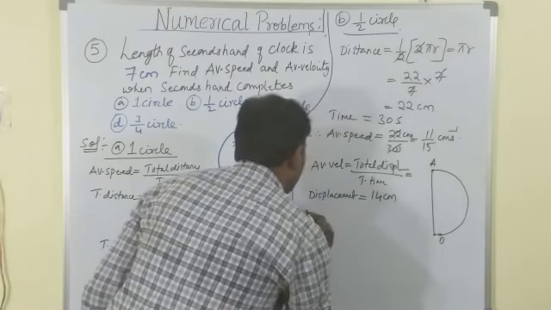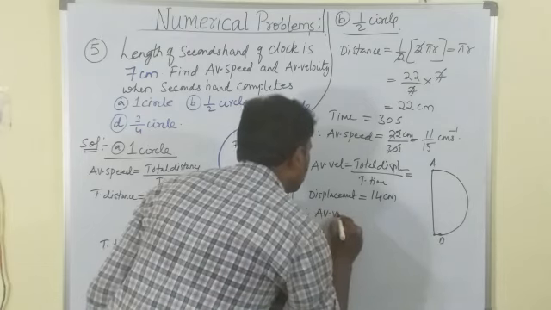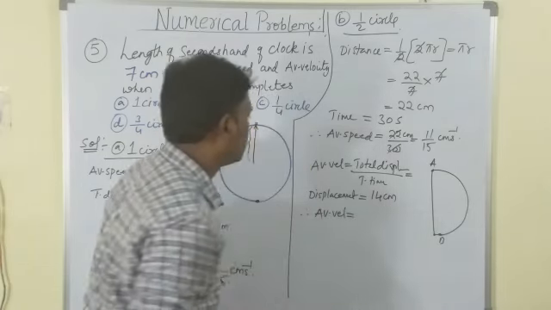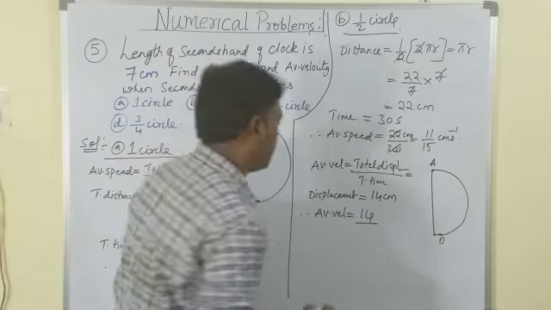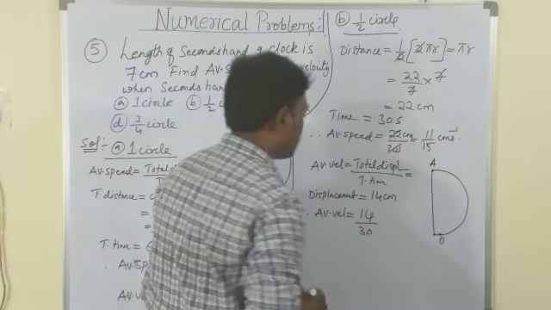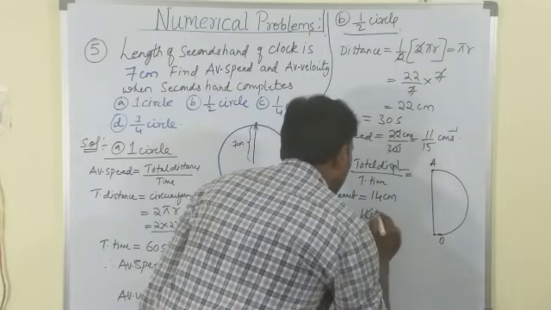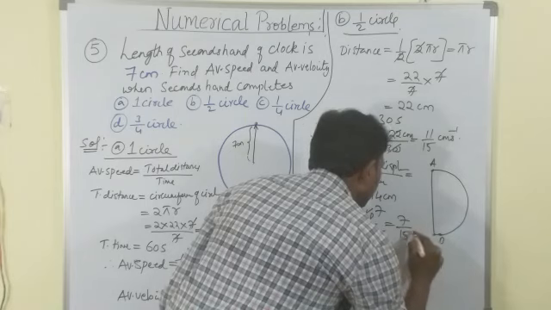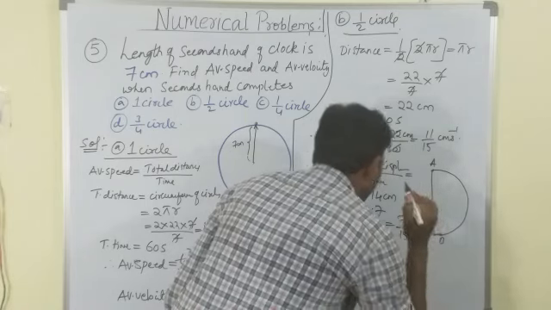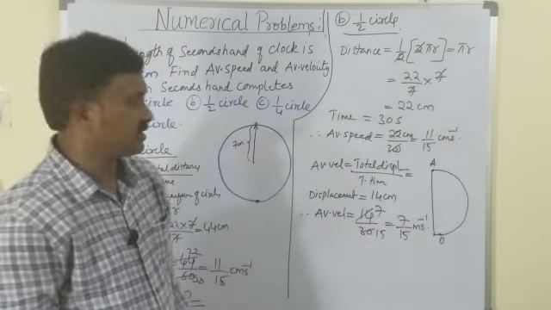So therefore, average velocity is displacement, which is 14, and what is the time? 30. Okay, so 2, 7 and 15. 7 by 15 meter per second. 7 by 15 meter per second.